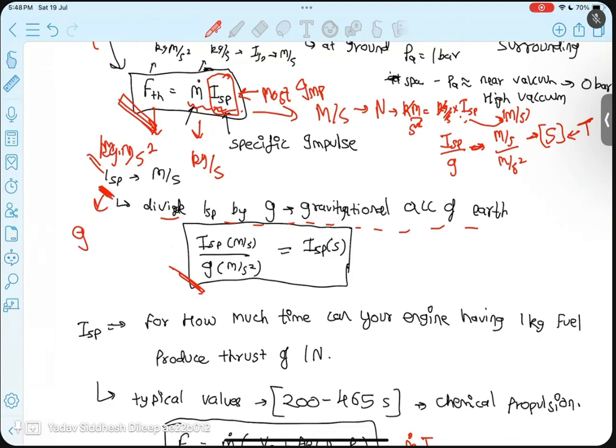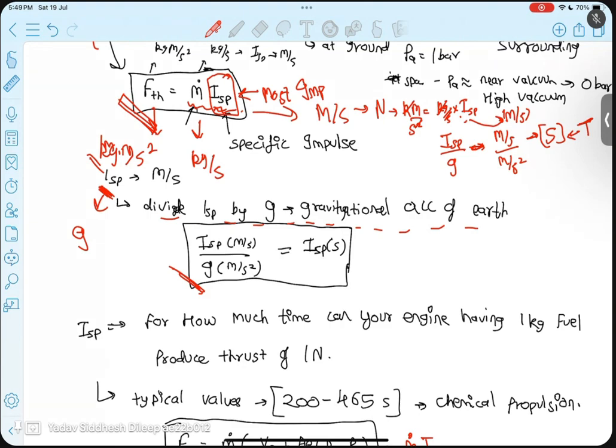Now, why do we write Isp in seconds? Let me tell you. If you go around the world, humans are stupid. We have several units like FPS, CGS, et cetera. Because of which, if Isp is the most important parameter and it has a variation in units, then your whole equations and your performance calculations will go wrong. And this problem of units has actually happened in actual engines.